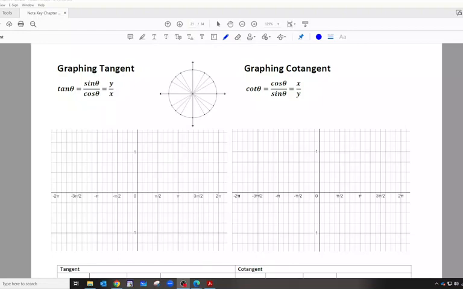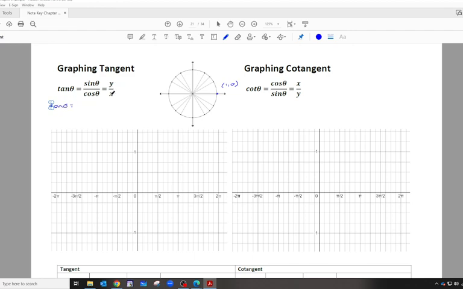So the next two graphs we're going to build are tan and cotan. And I want to do them together on the same page because they're very similar and yet very different. So again, we're going to start with our quadrantal angles. So we've got the tan of 0, and let's just do one at a time. So we're going to start with tan. So the tan of 0 radians.